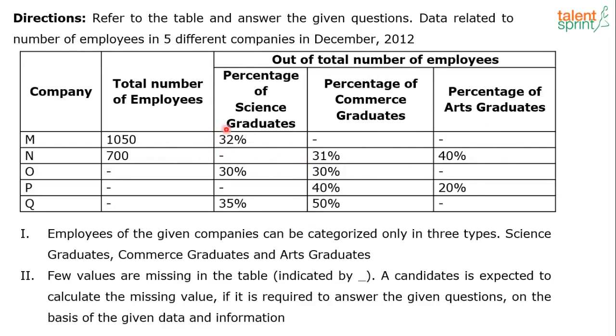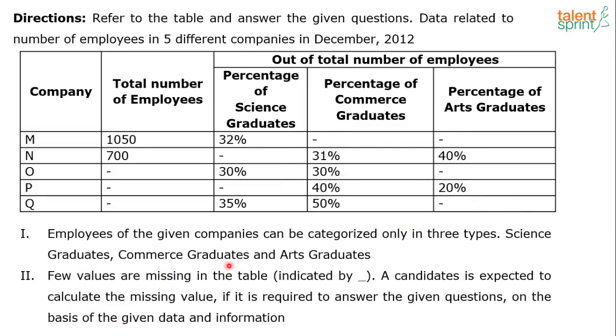See, the total has to be 100%, right? If there is no other stream, then the total should always be 100%. So what we know from the table here is the number of employees in at least 2 of the companies, and the percentage breakup between science, commerce, and arts graduates. Let's also look at these 2 points given to us. Employees of the given companies can be categorized only in 3 types. So this confirms that there are only 3 types: science graduates, commerce graduates, and arts graduates. So obviously the total of these 3 values should always be 100%.